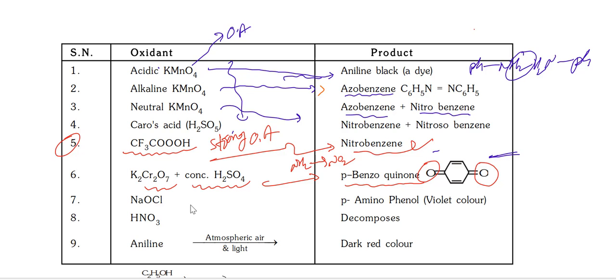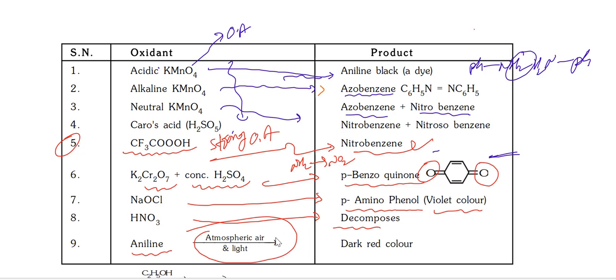Parabenzoquinone. Then NOCl gives para-aminophenol, with violet color. HNO3: in the presence of HNO3 it decomposes and reacts with aniline in the presence of atmospheric air. In the presence of light, it is giving a dark red color. Okay, these are the chemical properties.